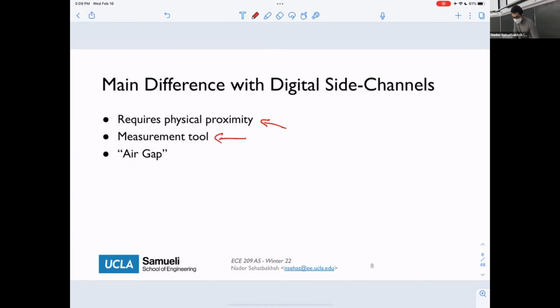The second thing is that physical side channels usually involve some sort of sensors and measurements. For digital, the only thing the attacker needs to do is basically penetrate that server or the cloud system, depending on the threat model.